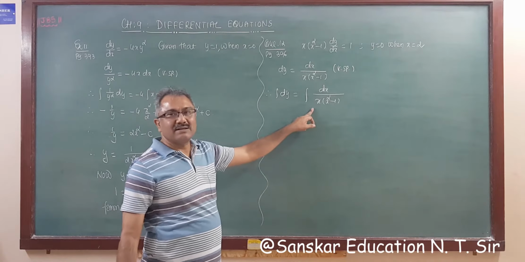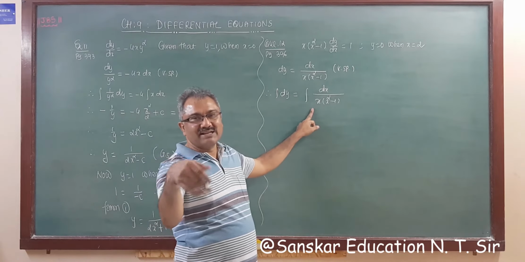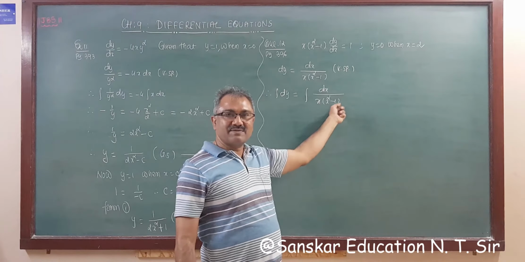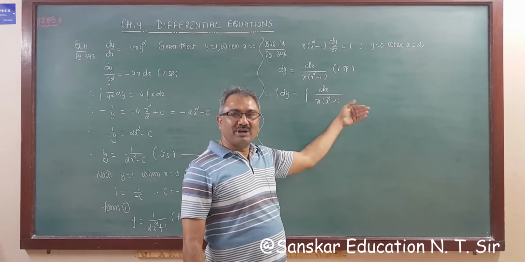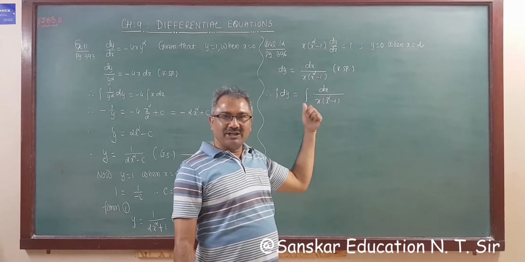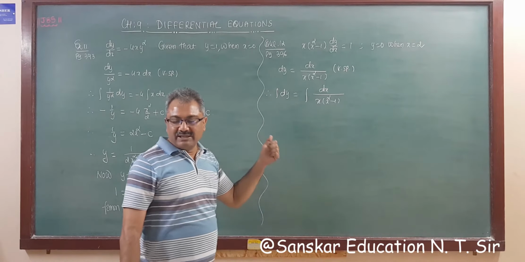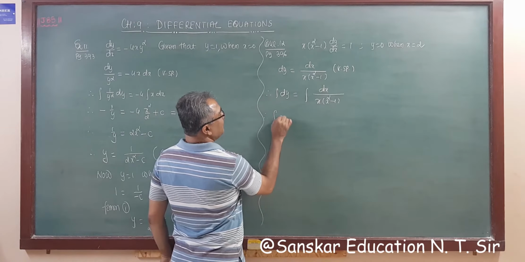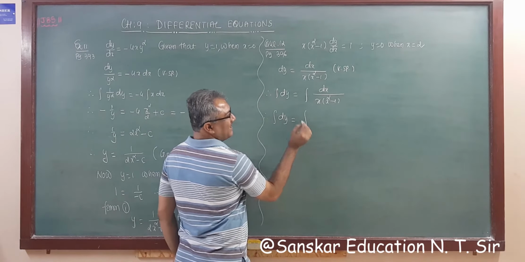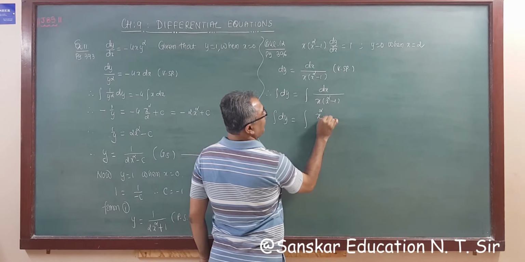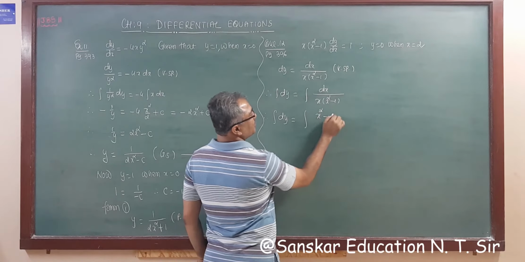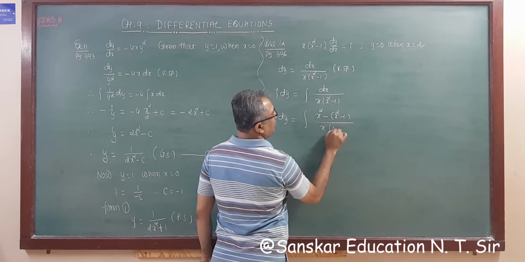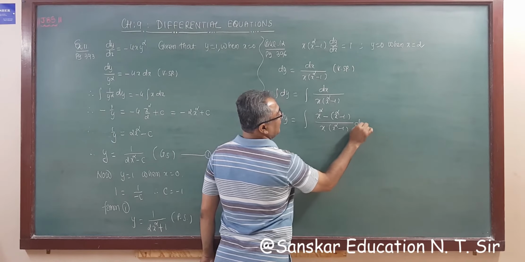Now this is an integration question. If you want to use partial fractions, you can, by taking the factors x, x minus 1, x plus 1, as A upon x, B upon x minus 1, C upon x plus 1. But I am not going to apply that method. I am simply writing x square minus 1 as follows: x square minus 1 whole upon x into x square minus 1 dx.